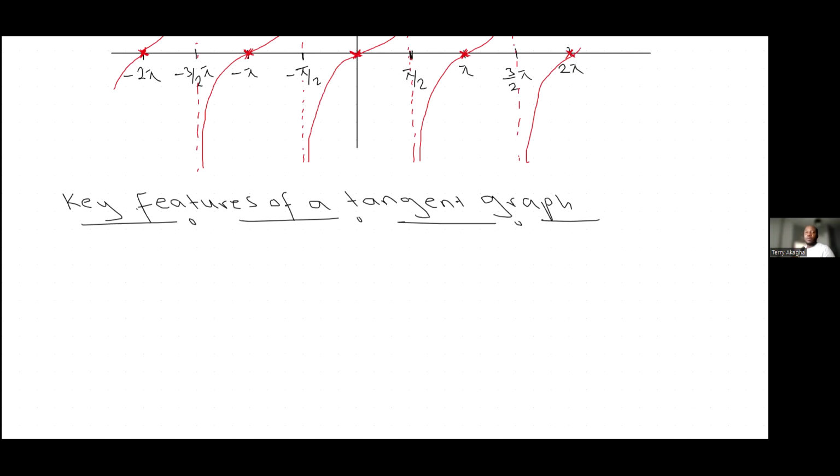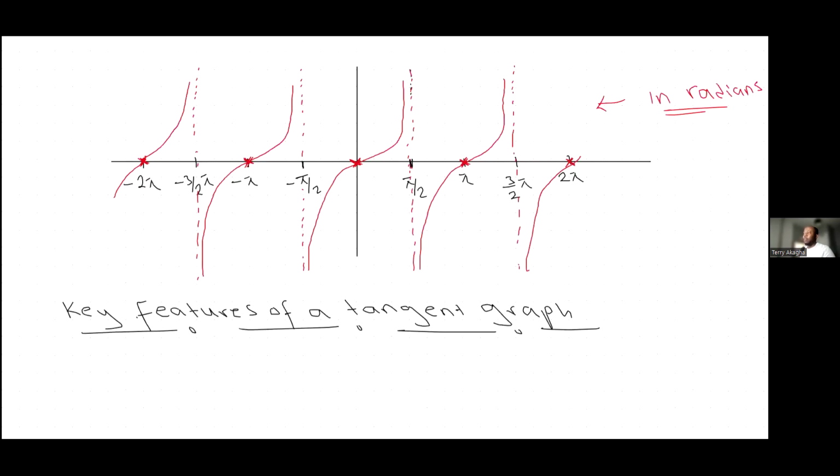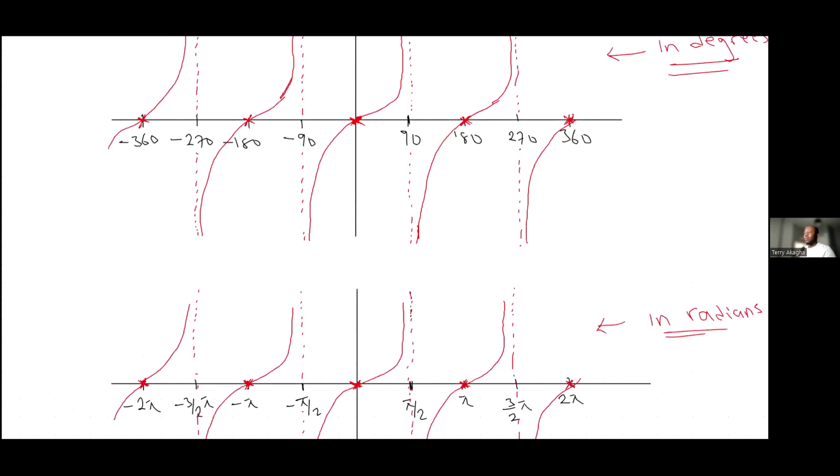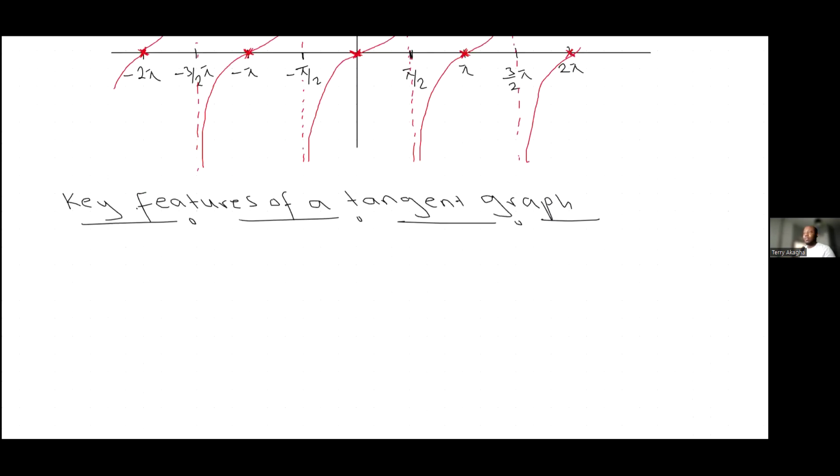Now, similarly, you'll see the graph always repeats every pi, if you notice. So it repeats every pi or every 180 degrees. The first one passes at 0. Next time it passes is 180. Next time it passes is 360. Same thing, 0, pi, 2 pi. So you can see it repeats every pi radians or 180 degrees.